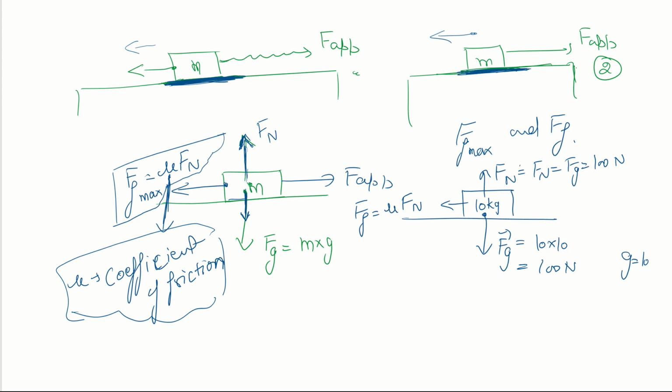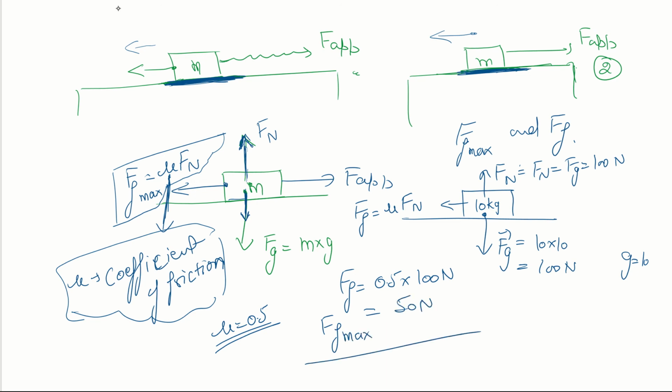And the coefficient of friction is also a unitless quantity. So let's talk about force of friction value in this. Let's assume the coefficient of friction given to us in this question is 0.5, and this is 0.5 times the normal force, which will be 100 newtons. So this force of friction value will be equal to 50 newtons. So this is the maximum force of friction which can act on this surface.